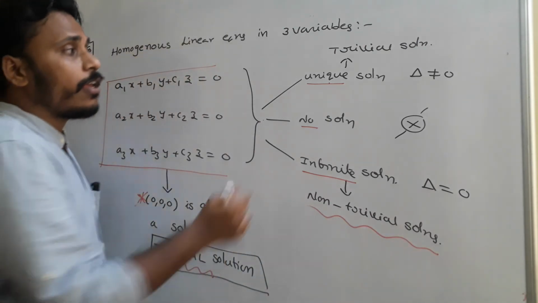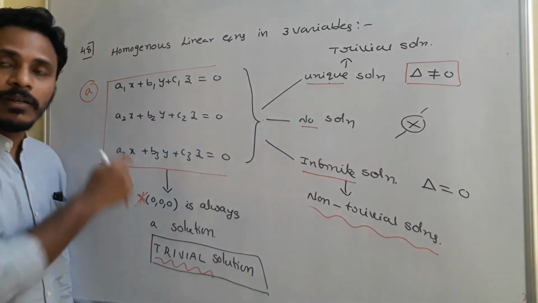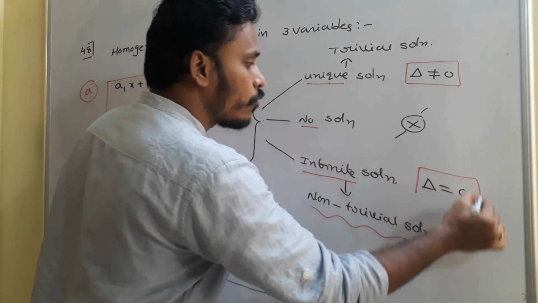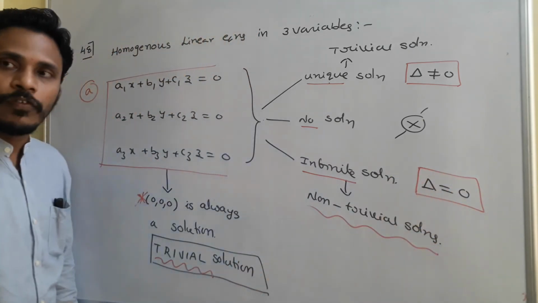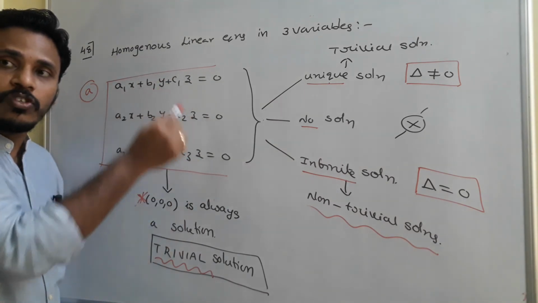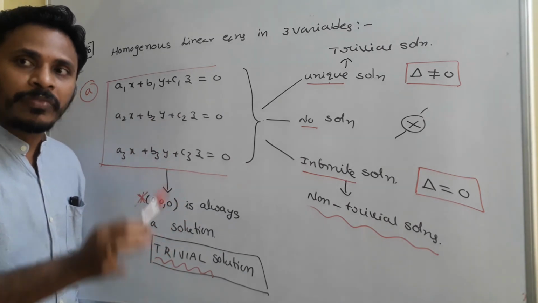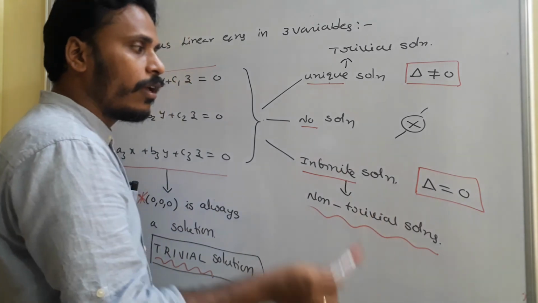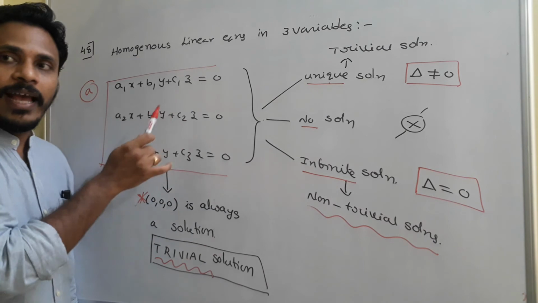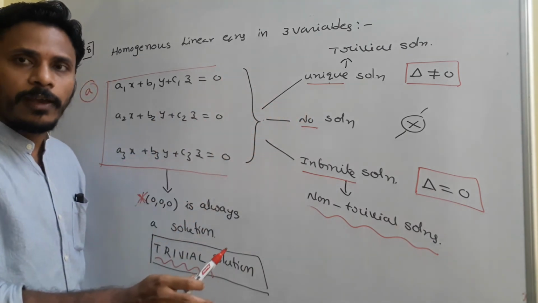Then in this case, if it has a unique solution, delta is not equal to 0. Delta is nothing but the determinant of the coefficient matrix. Whereas for the infinite solutions case, delta is equal to 0. Then when you discuss the number of solutions for these homogeneous equations, you don't bother about delta 1, delta 2 and delta 3. Just think about delta. That's enough. If you find the determinant of the coefficient matrix, if it is 0, it has infinite solutions. If it is not 0, it has only one solution. Okay, just have a look.